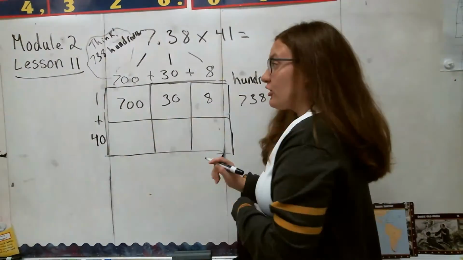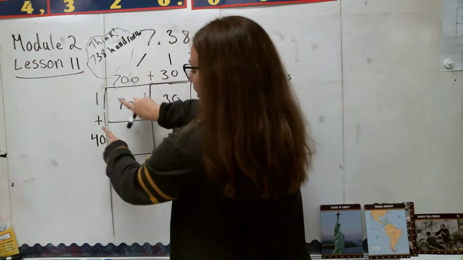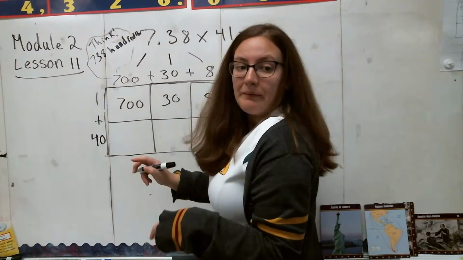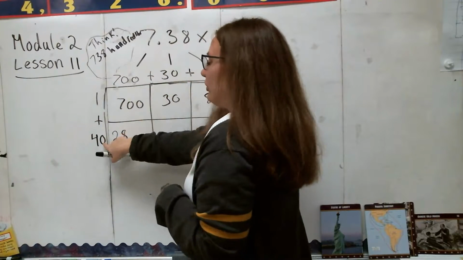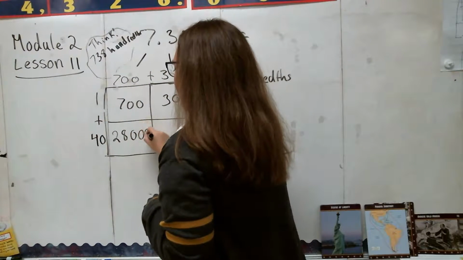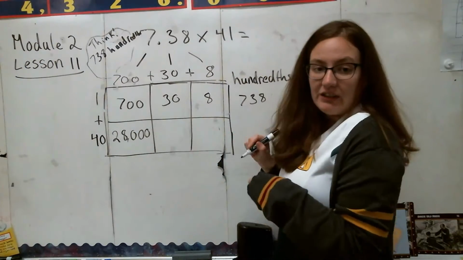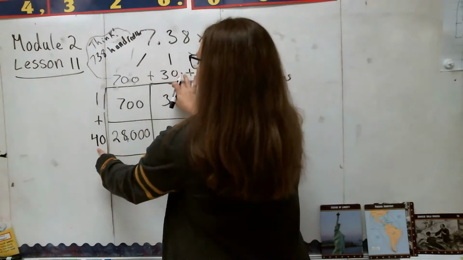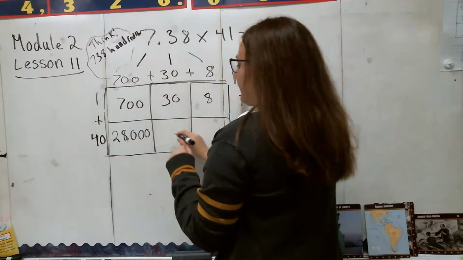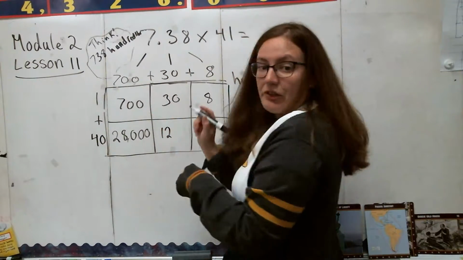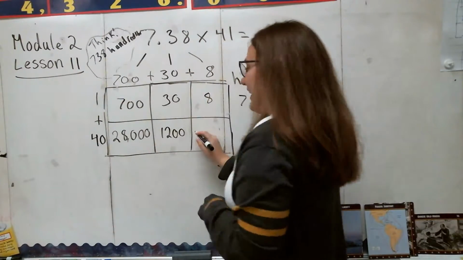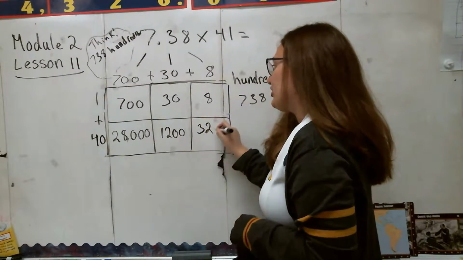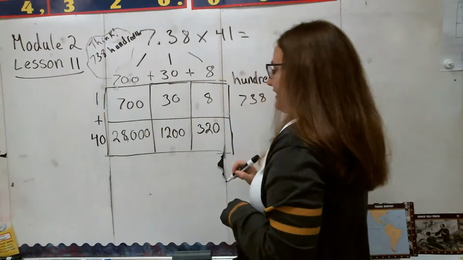Now for my next partial product, I'm going to multiply 700 times 40. 7 times 4 gives me 28. And then I add 1, 2, 3 zeros. Make sure you're always adding all the zeros. And then we have 30 times 40, 3 times 4 is 12, and then I have 2 zeros I need to add. And then 40 times 8, 4 times 8 is 32, and then I add that 0.